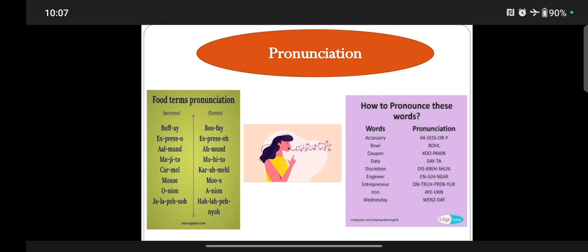The first P is how we pronounce certain words. So we have a list of words given here like accessory, bowl, coupon, data, discretion, all these are the words. But why do we pronounce these as so is because of the phonetic framing that is done by IPA to pronounce certain words in a certain way. So the word ACCE is pronounced as accessory. The pronunciation is accessory, not accessory.